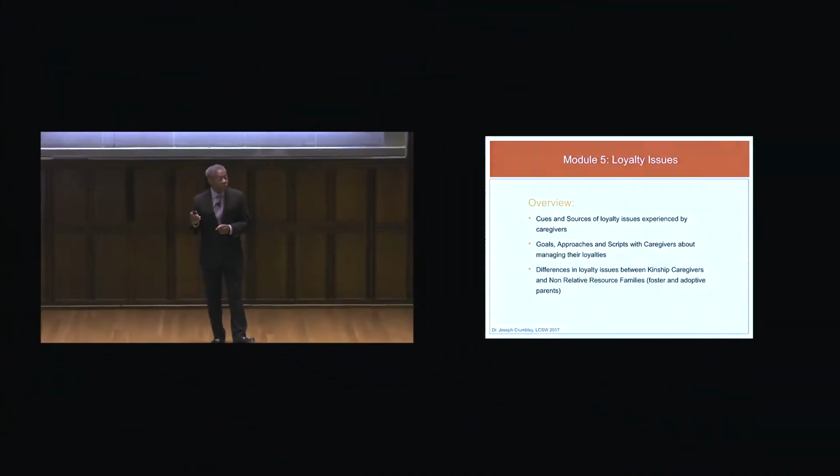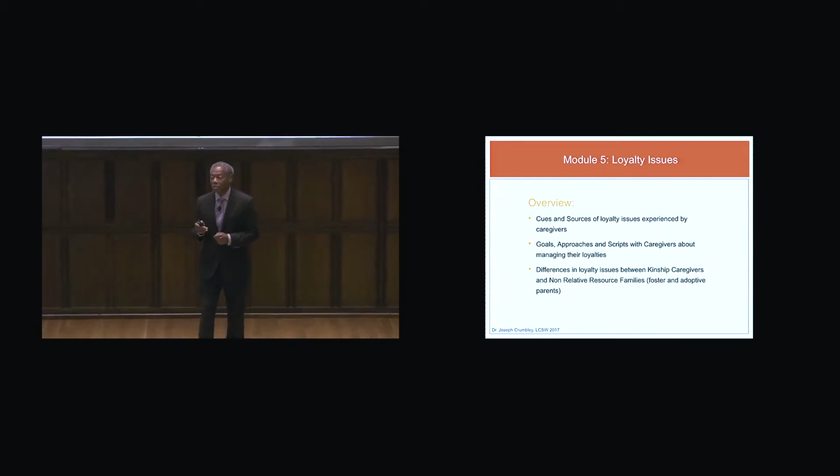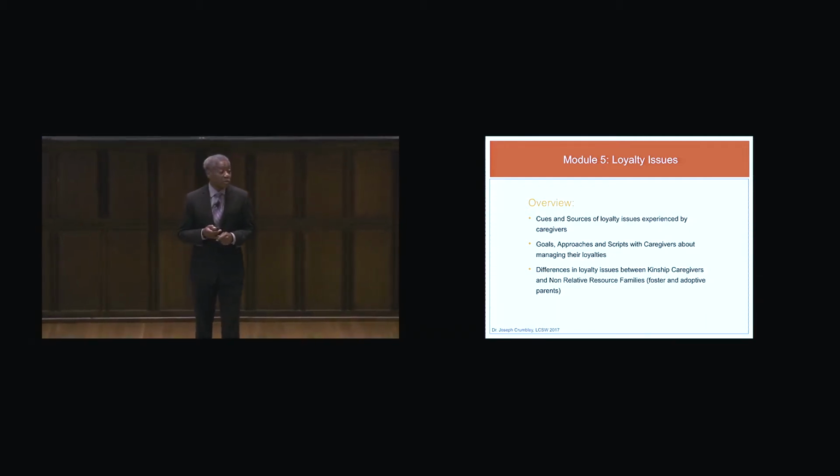This module is one of 5 modules that have been developed for a course entitled Engaging Relative Caregivers, Managing Risk Factors in Kinship Care. You're now about to watch a video clip of me doing training with professionals on kinship care, and I'll be addressing several questions during this presentation. The first question is, what are the cues and sources of loyalty issues experienced by relative caregivers?